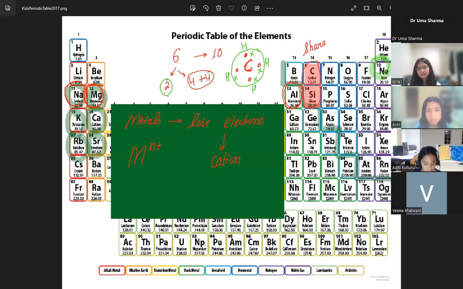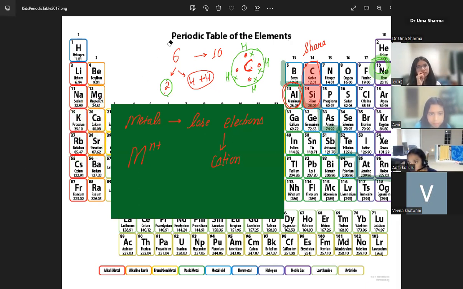You tell me one thing. Losing one electron or losing two electrons, which one do you think is easier? Gaining one or gaining two, which one do you think is easier? Gaining one. Who can lose one electron?